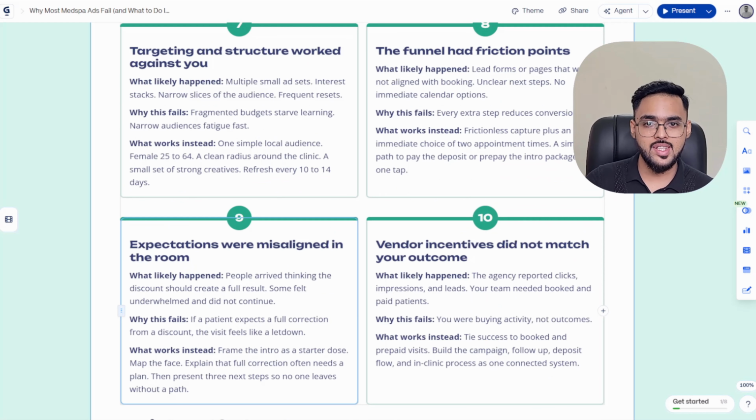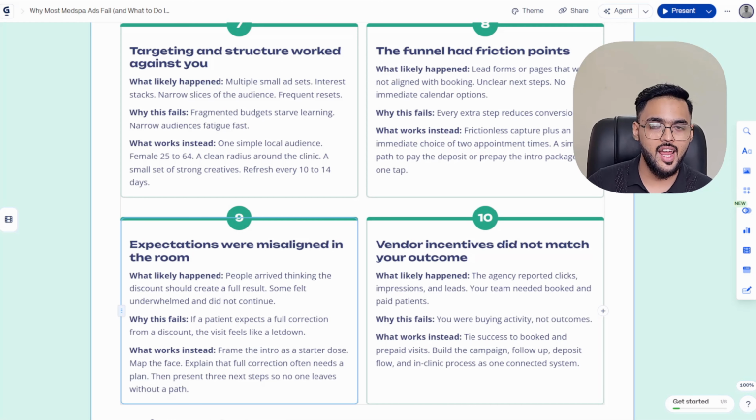And the 10th reason is incentives. Most agencies are rewarded for clicks, impressions, or leads. Meanwhile, you only care about paying patients who actually come in and sit in your chairs. That mismatch means you're buying activity, like showing that the ads are getting a lot of views and stuff like that, but you are not actually getting any outcomes.